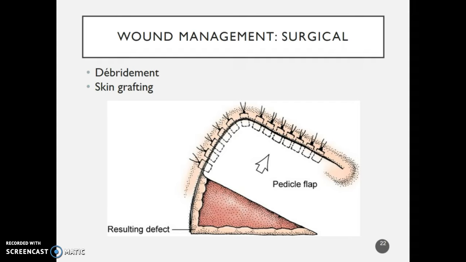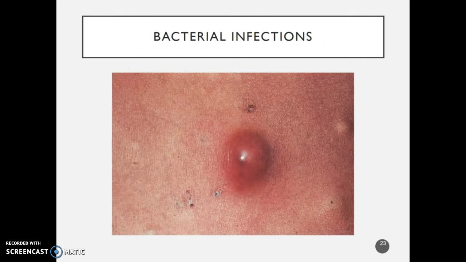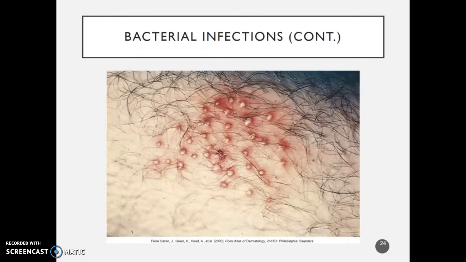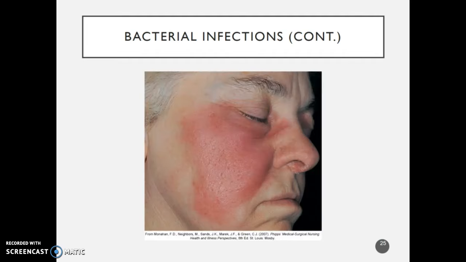These are just, again, another picture related to debriding and some things that you would see in surgery. Bacterial infections we've already looked at. These are some other common looks to a bacterial infection.